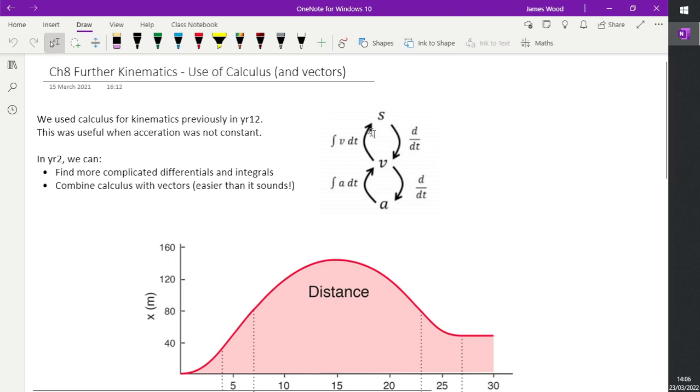Just to remind you, using this diagram here, if we differentiate displacement, so the rate of change of displacement, that is velocity, and your rate of change of velocity, that is acceleration. And then we can integrate to go the other way, or the area underneath the graph. We know that the area under a VT graph gives you displacement, for example.